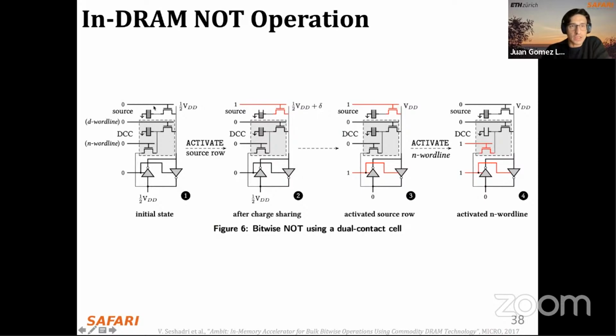In the initial state, we have a source row, this DRAM cell that we have here, and the DCC is going to be our destination. First of all, we activate the source row. As you see, this moves the charge of the capacitor to the bit line. Then we enable the sense amplifier, and next we activate the N word line of the dual contact cell.